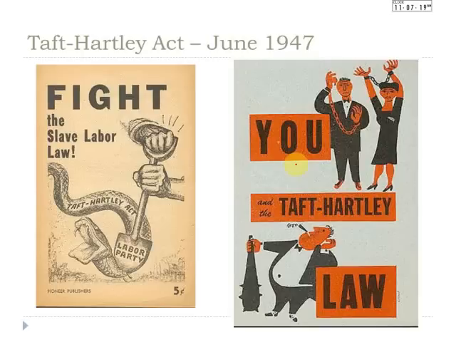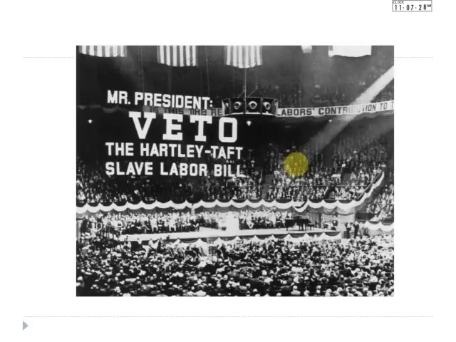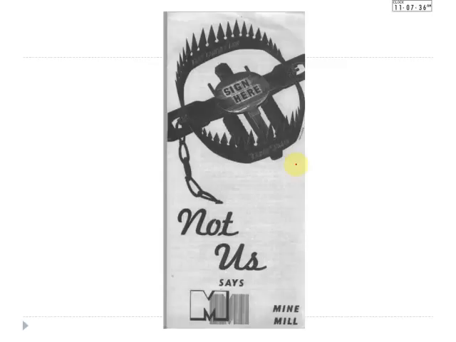And so again, folks, despite our effort to get rid of this, Truman's veto is overridden. So here they feel like people are getting chained up. They even asked Truman to veto the bill, which he does veto, but again, it's overridden. Here's laborers wanting him to veto it. And again, sign here, not us, says Mine Mills. I'm not gonna sign there, it's a bear trap.